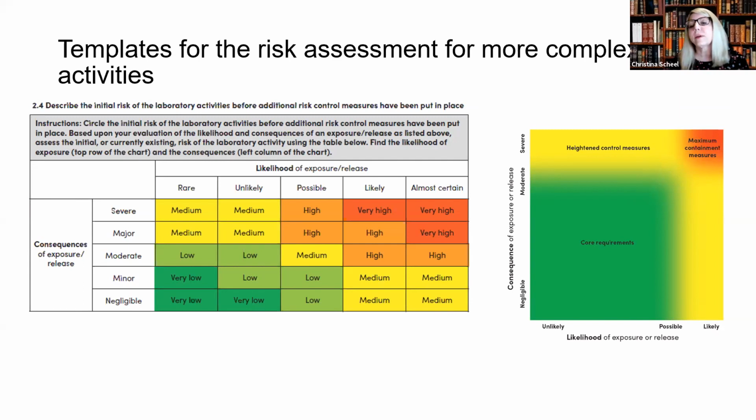And then finally, very few of us ever use maximum containment measures, but this is showing that if you have a very severe consequence and likely exposure or release, this is in this red zone. And the idea would be to take it from here, add in controls, and lower it to a level of risk that is tolerable.